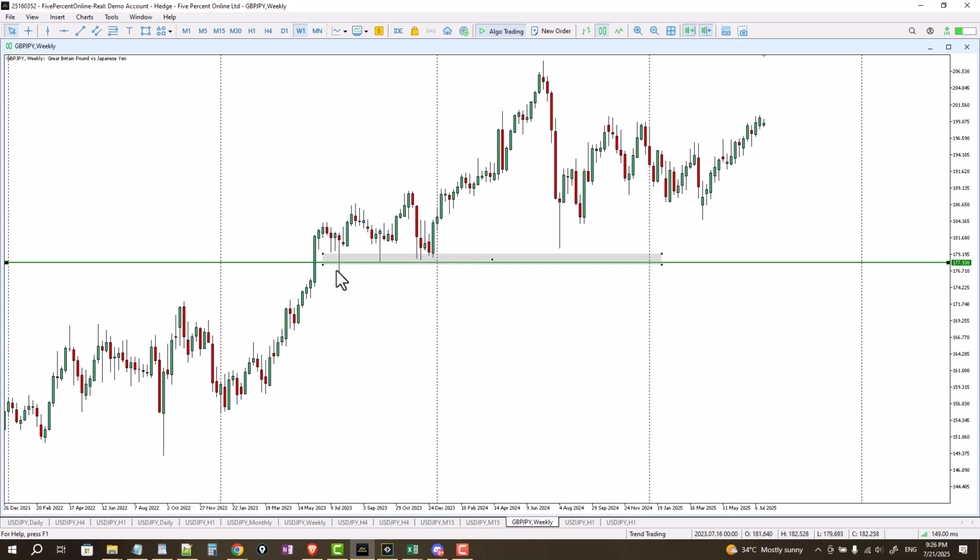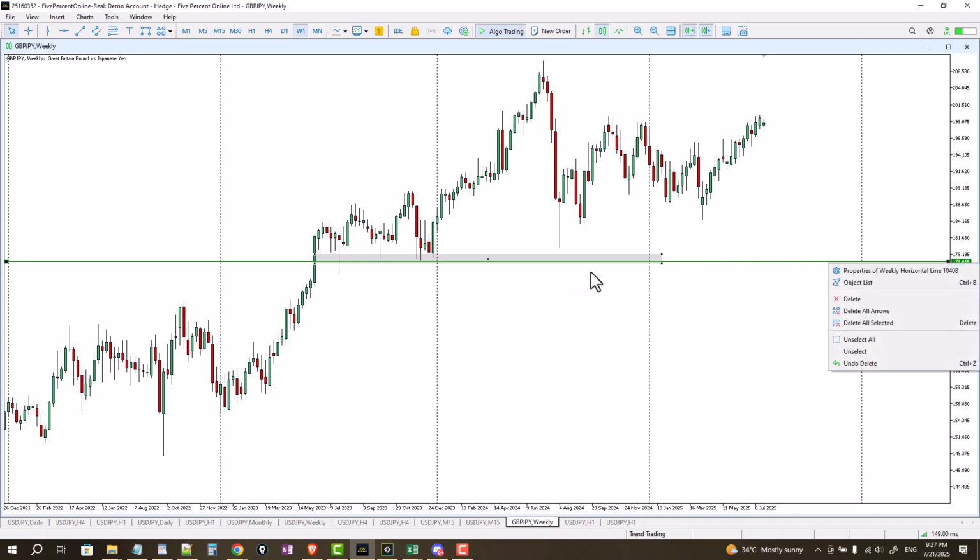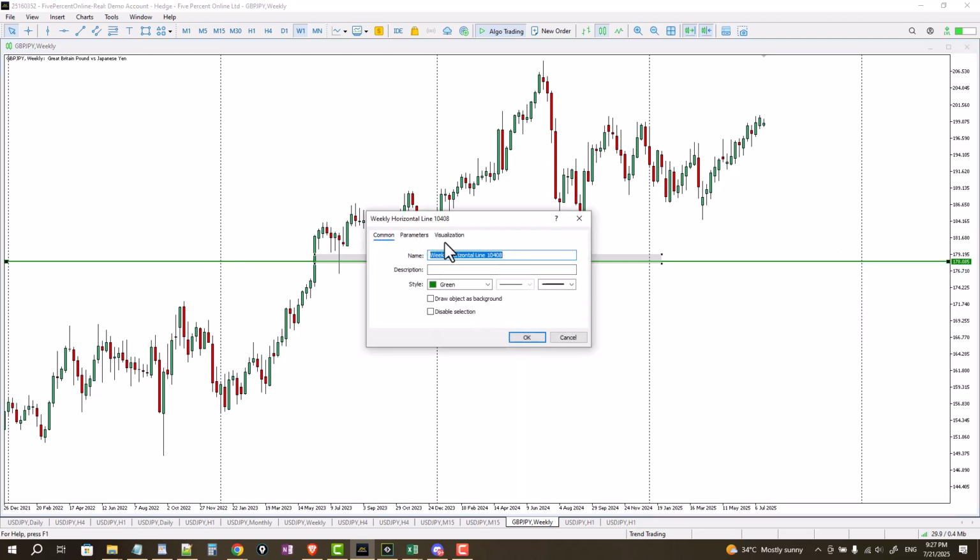Okay, now this is a typical example of a horizontal support area, a support zone. The reason why I'm calling it an area or a zone is because it's not as if price is just respecting a certain particular number. Let's say, for example, when I right click on this horizontal line and go to its properties, you can see that the price level on this, let's just round it up, is the 178.00 price level.